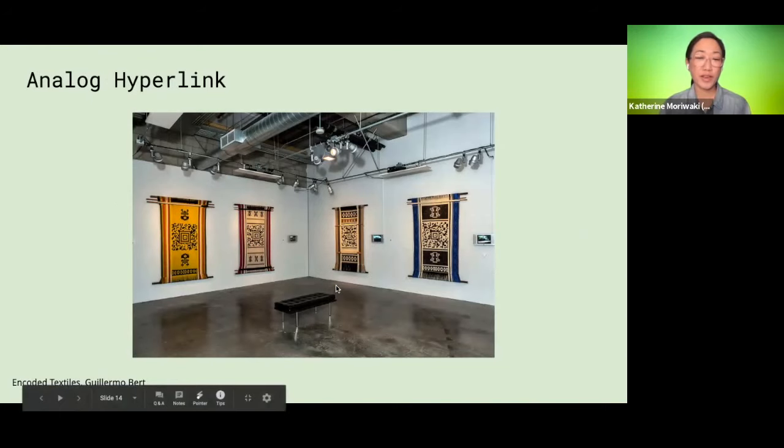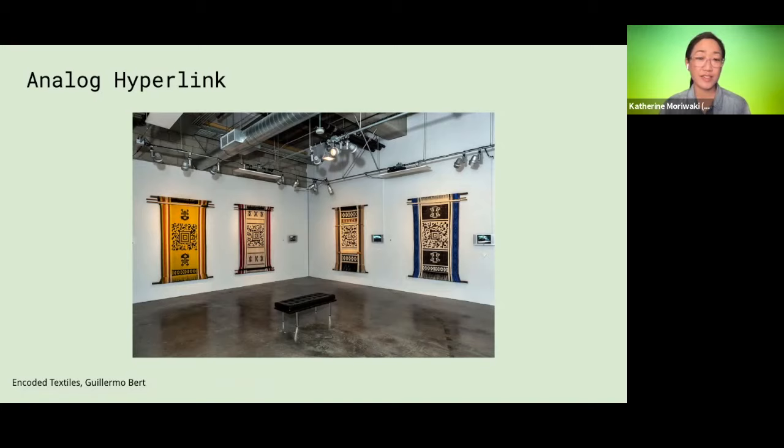This is a work by Guillermo Bert called Encoding Textiles. And this is a project that consists of 10 woven textiles, each depicting QR codes. So the textiles themselves are scannable. And when a viewer scans the QR code depicted in the textile, they're sent to a website that plays video and audio, basically 20 videos and audio stories that draw from interviews with indigenous immigrants, predominantly in Los Angeles.